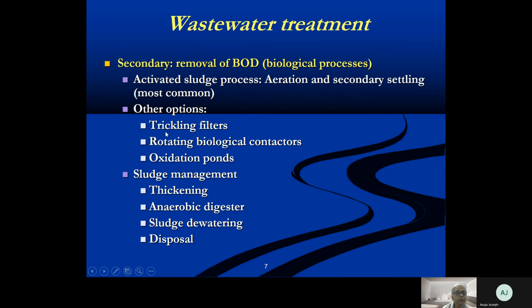There are several options. Other than the activated sludge process, we have trickling filters, rotating biological contactors, and oxidation ponds. So that is what we do in the secondary removal of BOD. Now, the sludge that is coming out of these processes, all of these processes are generating sludge. This sludge has to be managed.